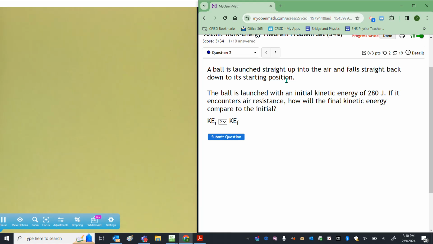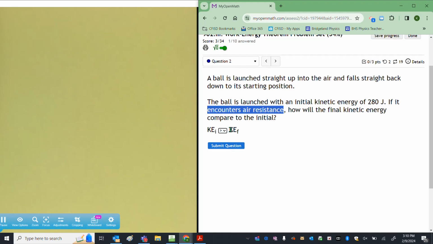And in this question, there is an external force doing work on the system, air resistance. That air resistance should cause that ball to go to a shorter height, which means that it won't be falling as fast, and even as it is falling, that air resistance should slow it down. And so the final velocity of the ball should be slower than the initial velocity of the ball, meaning that the final kinetic energy should be less than the initial kinetic energy, or the initial kinetic energy is greater than the final kinetic energy.